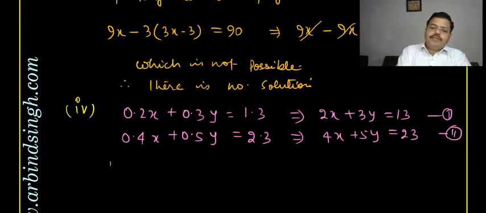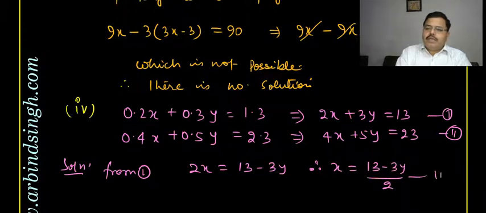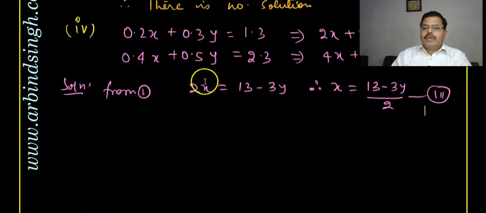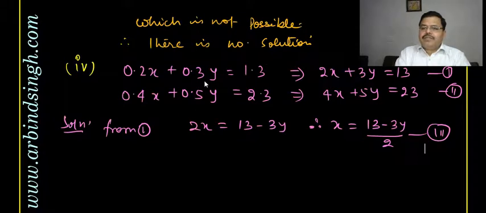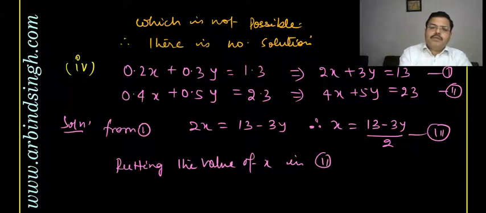Now, from the first equation, we can have the solution, right? 2x is equal to 13 minus 3y, and therefore x is equal to (13 minus 3y) by 2. That is equation 3. Now because I have found the value of x from the first equation, we need to put it in the second equation, putting the value of x in the second equation.